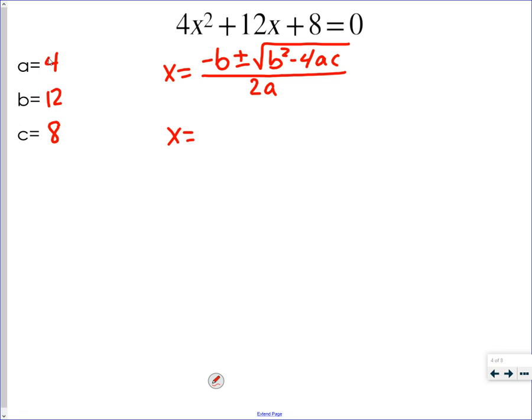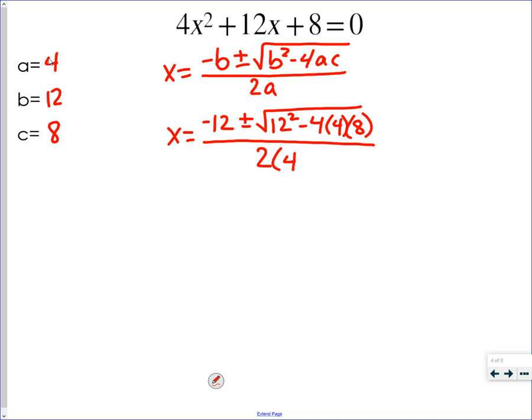The opposite of 12 would be a negative 12. And then the b squared would be 12 squared. I know that some people want to jump right in and say 144 right there. And I'm okay with that. I usually do that too. But I want to show the substitution for right now. The a was 4 and the c was 8.